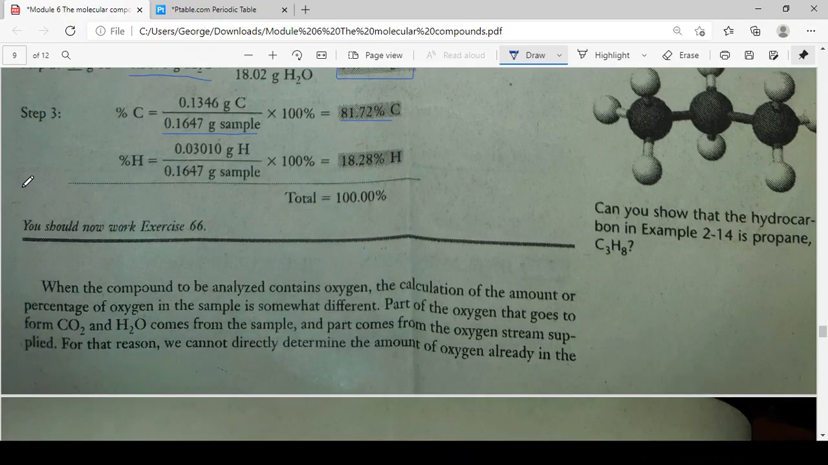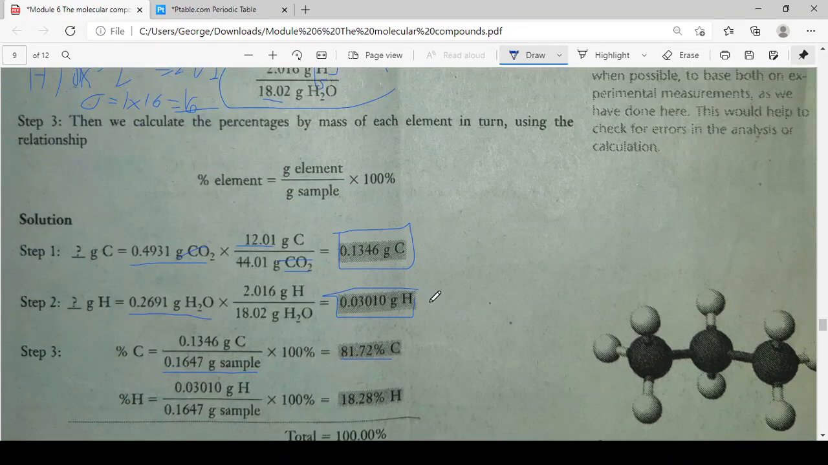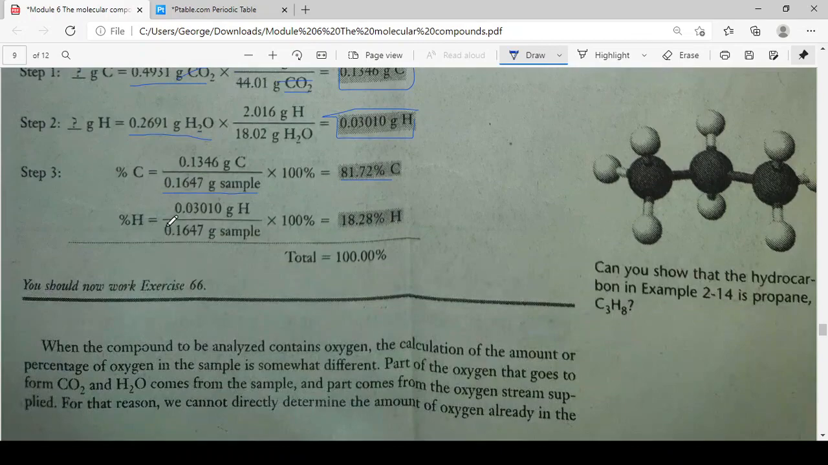Then, you get your percent composition of 81.72% of your carbon. Next, our hydrogen, kids. Our answer from before for the mass of hydrogen is 0.03010, right? You divide it by 0.1647 grams of our hydrocarbon or our sample. Multiply it also by 100 and you will get 18.28% of your hydrogen. To know if they are correct in your percent composition solving, simply add 81.72 and 18.28 in order for you to get your grand total of 100% in percent composition. So that will always be the correct answer.